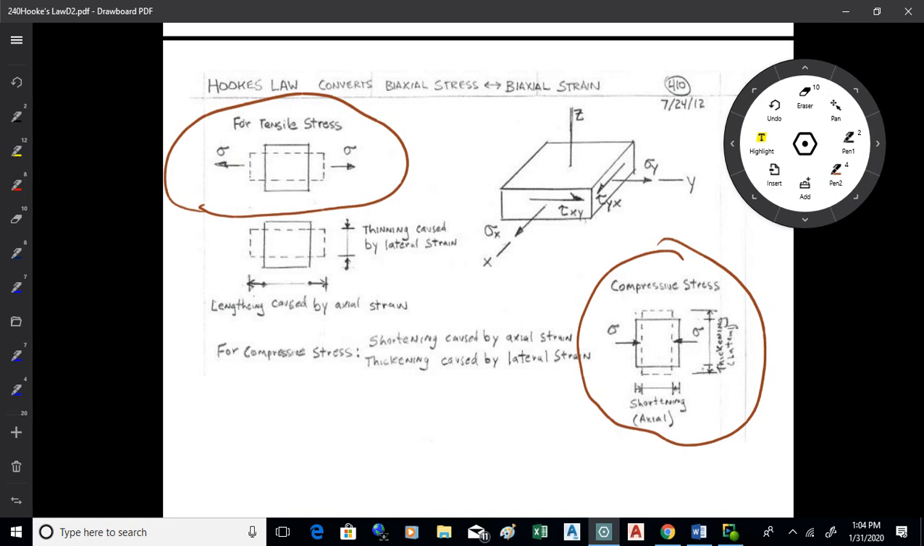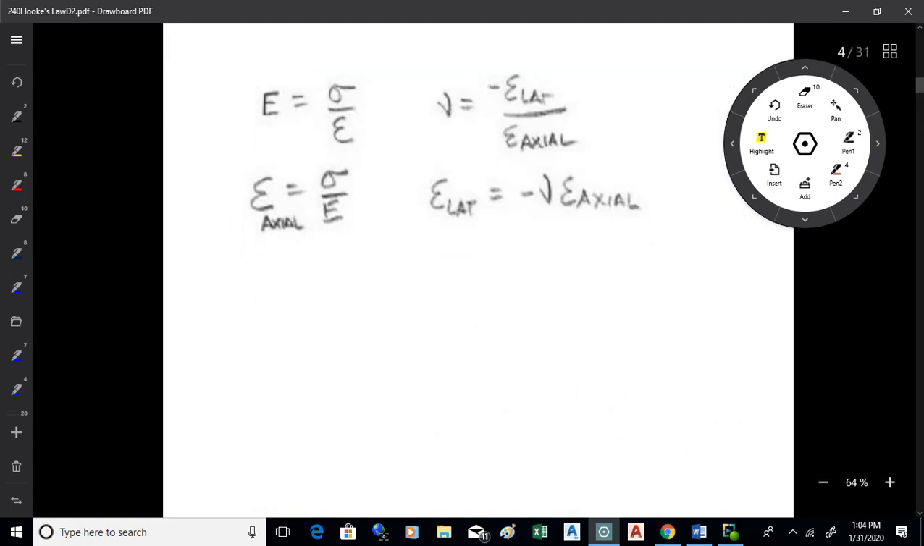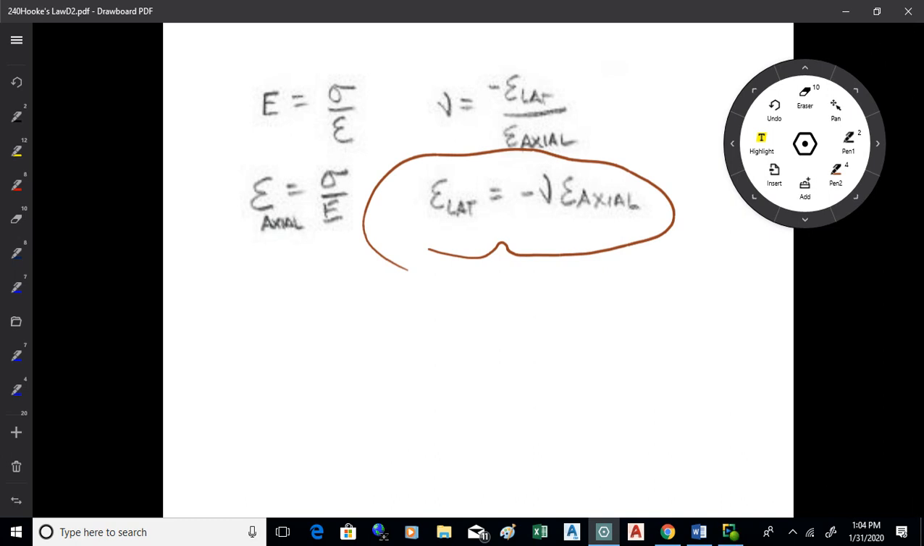So when we look at the relationship between stress and strain for biaxial loading, we have to consider both effects, the primary axis, but also the lateral side as well, okay? So the basic relationships that we use here is that E is sigma over epsilon. So the axial strain is the stress sigma over E, the modulus. But we also have to consider the lateral strain, which is negative nu times whatever the axial strain is, okay? So when we do biaxial strain, we have to consider both of those.